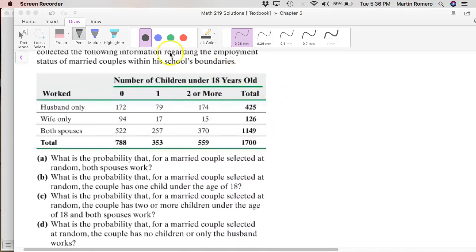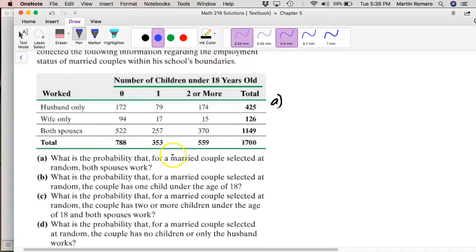So let's start at the top here, with A. What is the probability that for a married couple selected at random, both spouses work? So here's the both spouses area right here. It looks like this row here has 1164. So the probability that both work is just going to be 1149 over 1700. You can turn that to a decimal if you like, or leave it as a fraction. If you're going to go to decimal, it's 0.676.